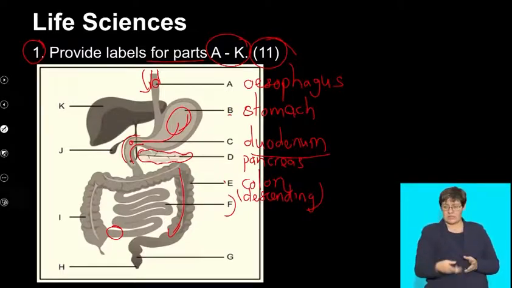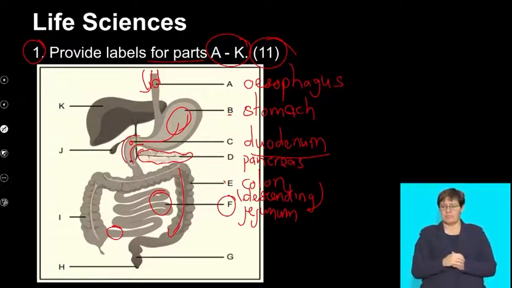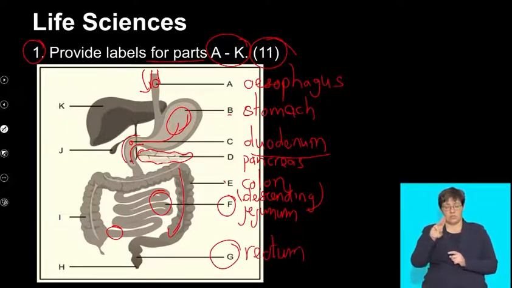E points to the middle bit of the small intestine, and that is the jejunum, the middle bit of the small intestine. Let's go further down. E points to the last part of the large intestine called the rectum, and that is where food or the waste products are temporarily stored.